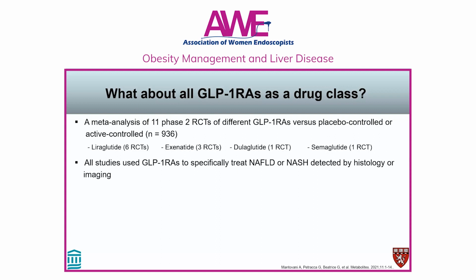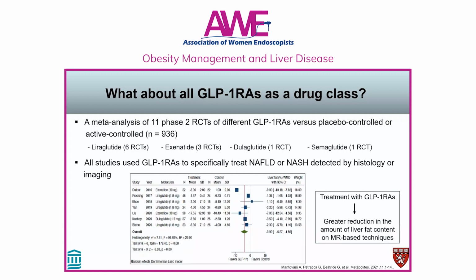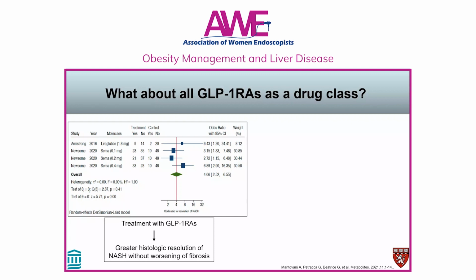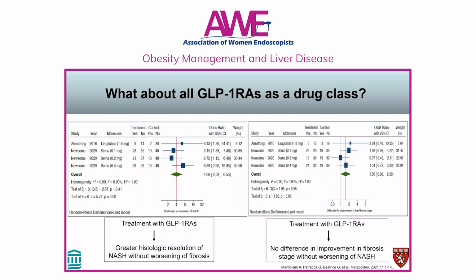Now, what about all GLP-1 receptor agonists as a drug class? Here's a meta-analysis of 11 phase 2 RCTs of different GLP-1 agents versus controls, including a total of 936 patients. Of these, 6 studies used liraglutide, 3 used exenatide, 1 used dulaglutide, and 1 used semaglutide. All studies used GLP-1 receptor agonists to specifically treat NAFLD detected by histology or imaging. The study showed that treatment with GLP-1 receptor agonists was associated with greater reduction in the amount of liver fat content on MR-based techniques, as well as greater histologic resolution of NASH without worsening of fibrosis. However, there was no difference between the GLP-1 arm and control arm in terms of the proportion of patients who experienced an improvement in fibrosis stage without worsening of NASH.